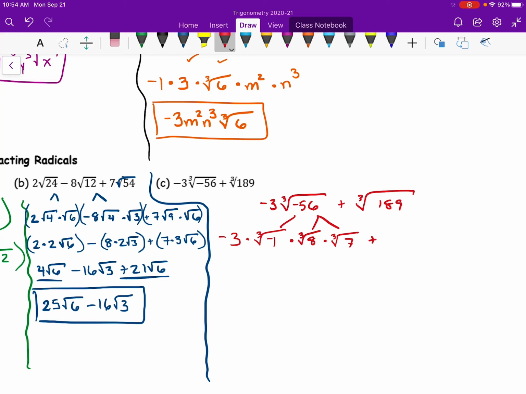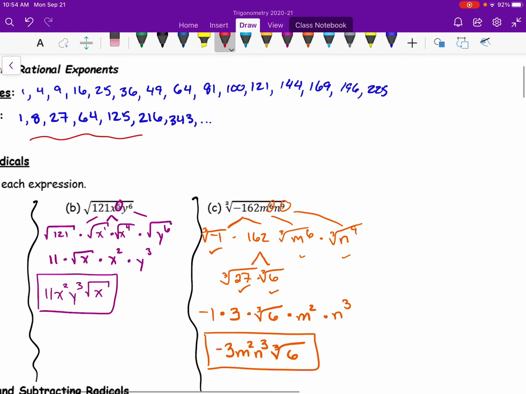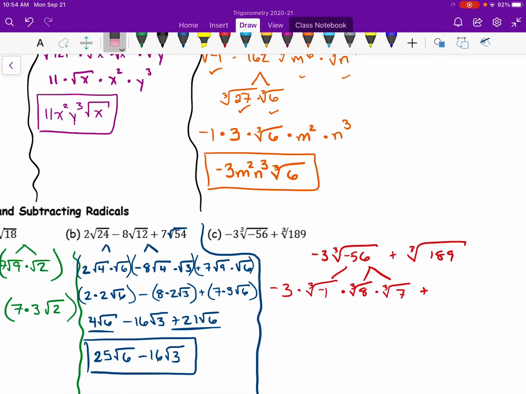And then 189. So I got 216, 125. So let's try 64. I'm just looking at these numbers right here, that list. So I'm working on 27 right now. 189 divided by 27 is 7. That works out very nice. Breaks down. Cube root of 27 times cube root of 7.